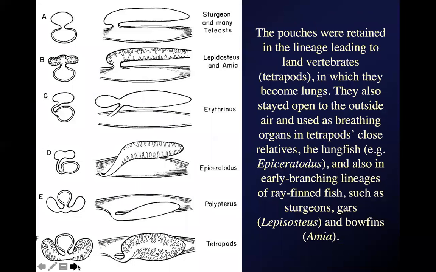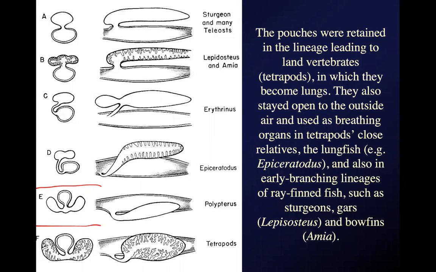Okay, that pouch, there's Polypterus right there. E, that's the bichir. And you can see there's the esophagus, and there you have this pair of pouches coming off of it. That's E right there. That's what bony fish basically start out with. It's retained in sturgeon, for example.